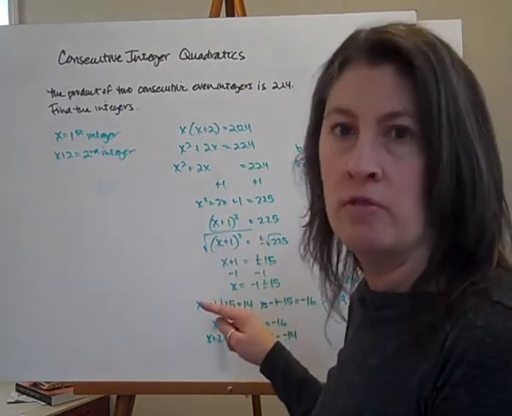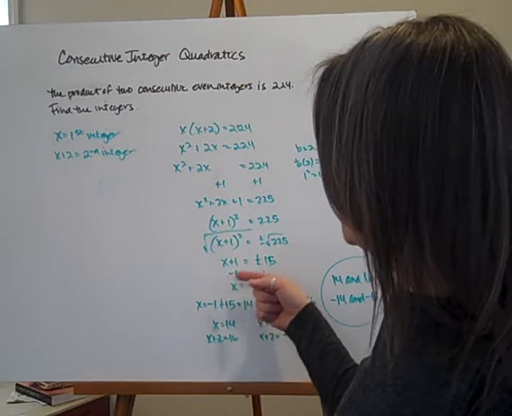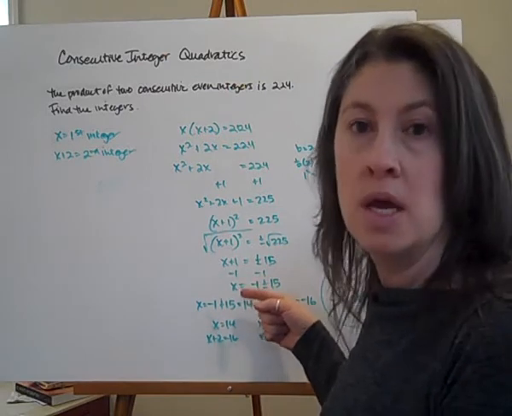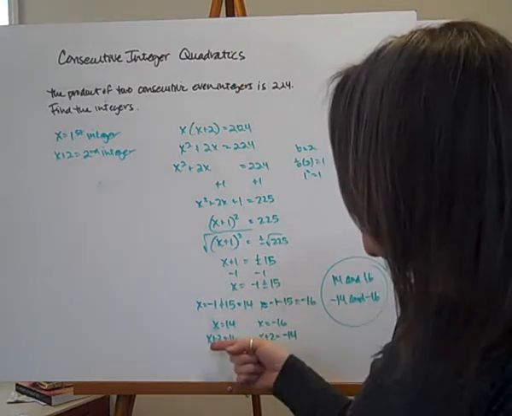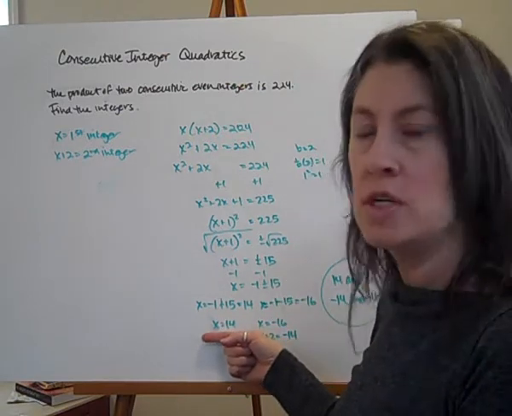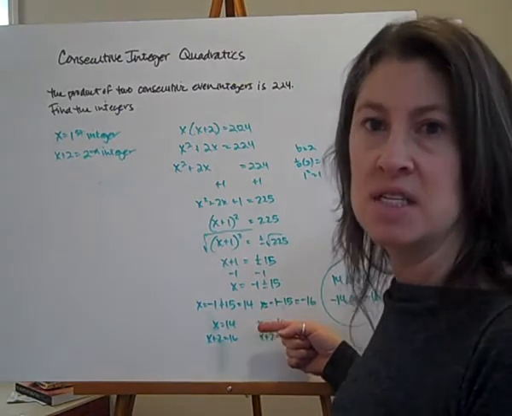I'm going to take the square root of both sides. I have x plus 1. I'm going to subtract the 1 and get x equals negative 1 plus or minus 15, which was the square root of 225. And I come up with two solutions. I have x is 14, and I have x is negative 16.